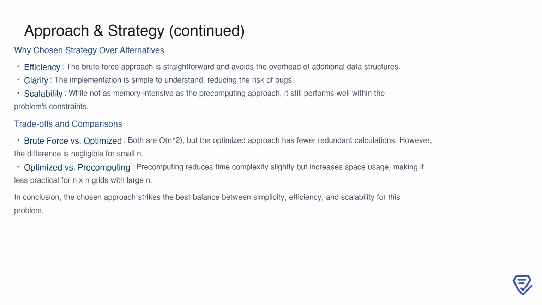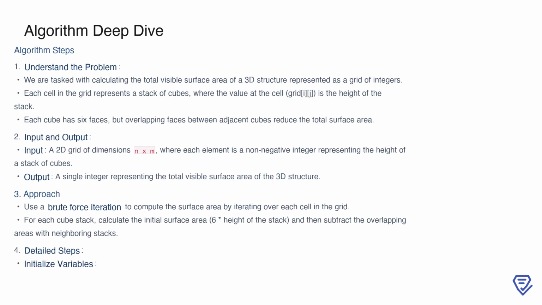In summary, the chosen approach delivers an efficient solution while remaining accessible and straightforward to implement, making it the best fit for this problem. To solve this problem, we need to calculate the total visible surface area of a 3D structure represented as a grid of integers. Each cell in the grid corresponds to a stack of cubes, where the height of the stack is given by the value at that cell.